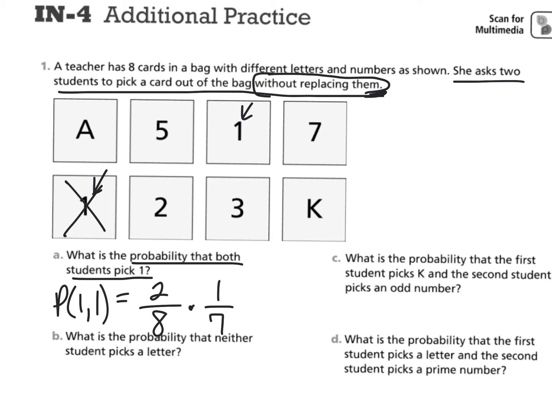Okay, I'm going to go ahead and erase this because I'm going to need these cards later. Okay, if you multiply straight across here, that's 2 out of 56. You could have reduced the 2/8 to 1/4 if you wanted. And then if you reduce those both by 2, that would be 1 out of 28.